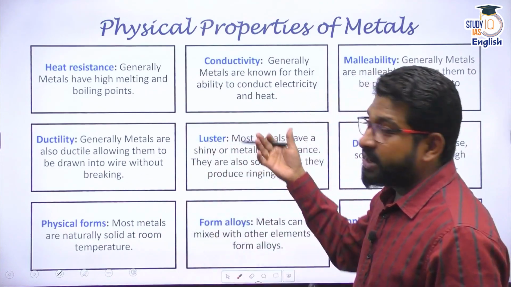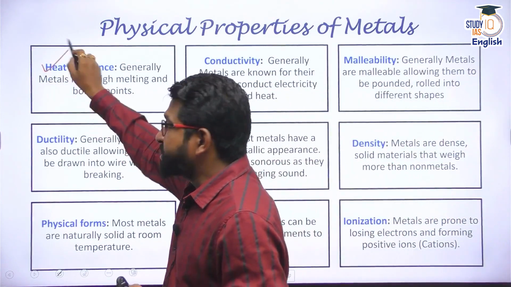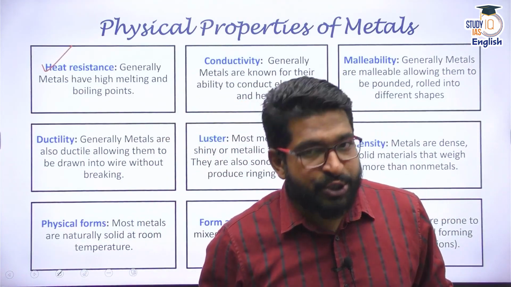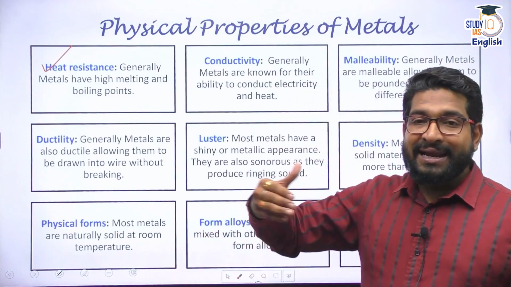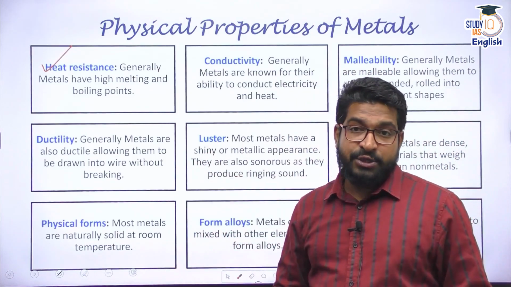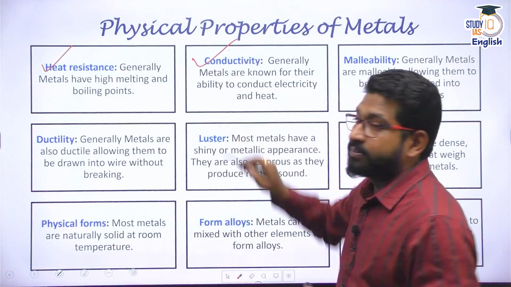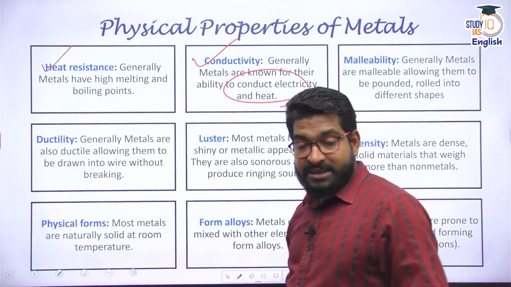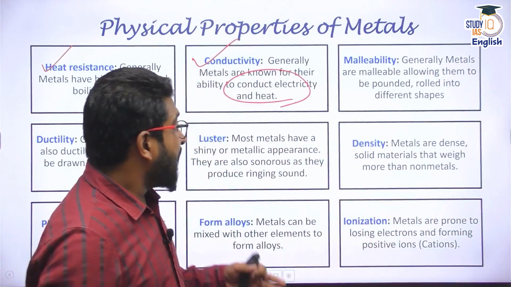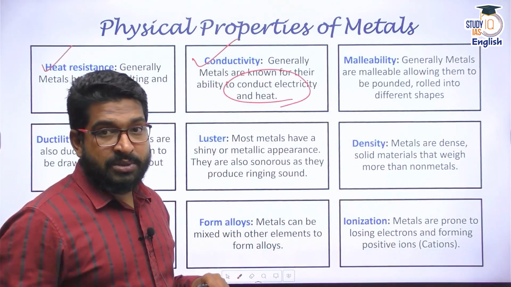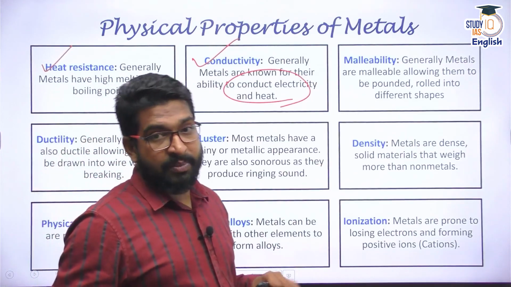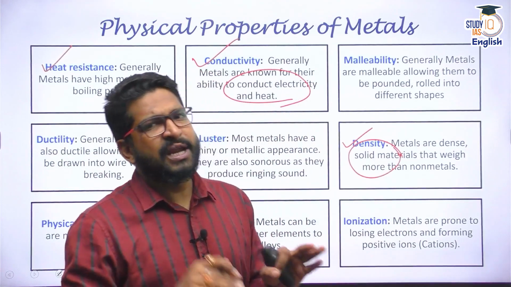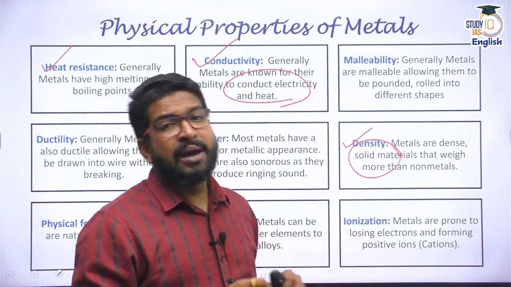For instance, metals show heat resistance. That means they have high boiling point and high melting point. Metals show good properties towards electricity and heat. That means they are better conductors of heat as well as electricity. They conduct heat and electricity through them. That is why most of the metals are solid and most of the metals are dense. Some of the exceptions can be like mercury, but majority of the metals, they are dense solid materials. Non-metals are generally gaseous. Even if they are solids, they are brittle.